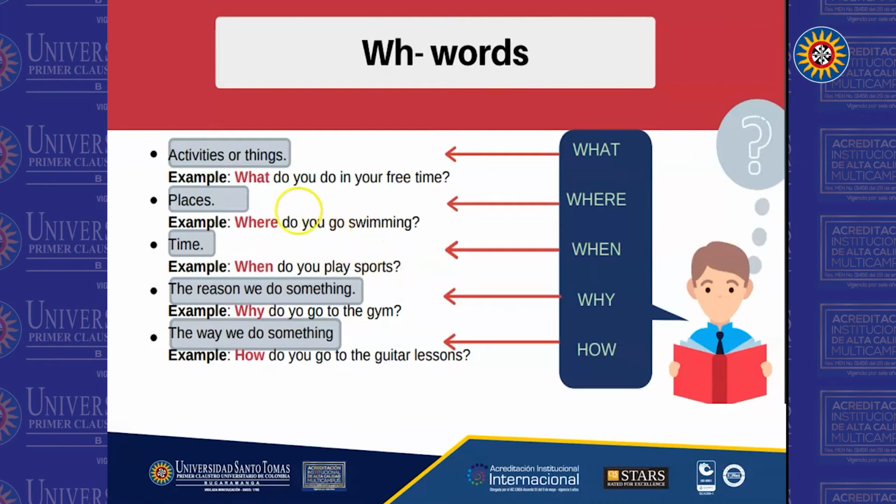That is time, okay? So then you have why. We use why to ask about the reason we do something. Why do you go to the gym? I go to the gym to lose some weight, to be fit, to meet people, right? And how, finally how, we use how to ask about the way we do something. For example, how do you go to the guitar lessons? On foot, by car, by bus. Okay?